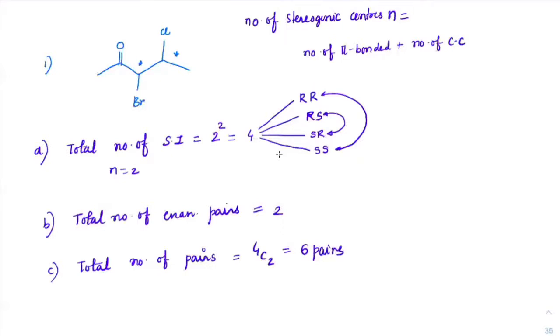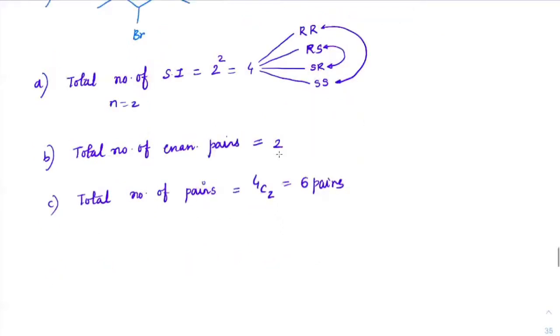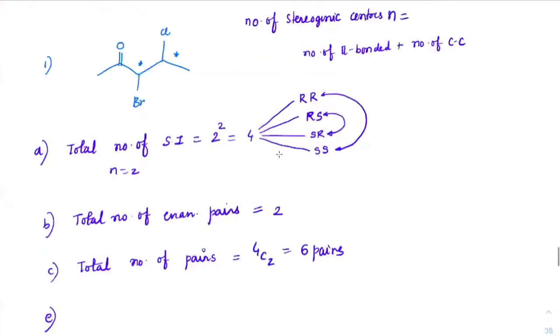Total number of pairs includes all of them. If at all I take this molecule and this molecule, 1 pair, 2 pair, 3 pair, 4 pair, 5 pair, 6 pair.